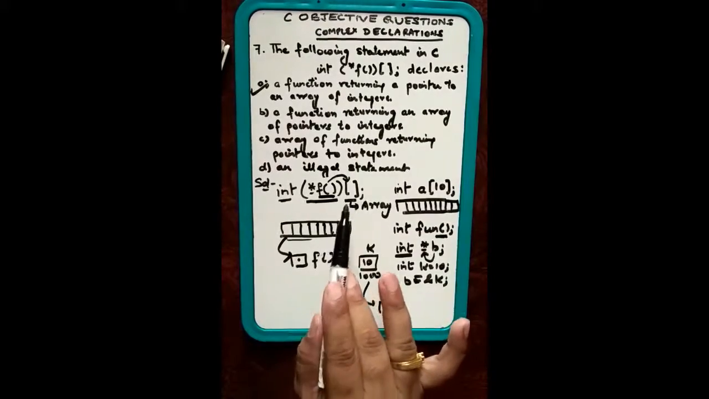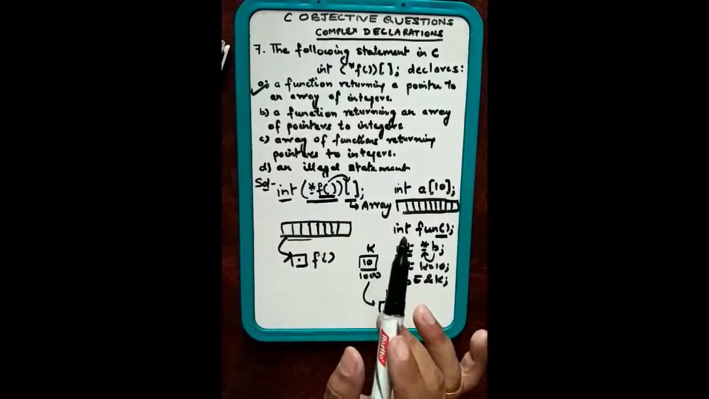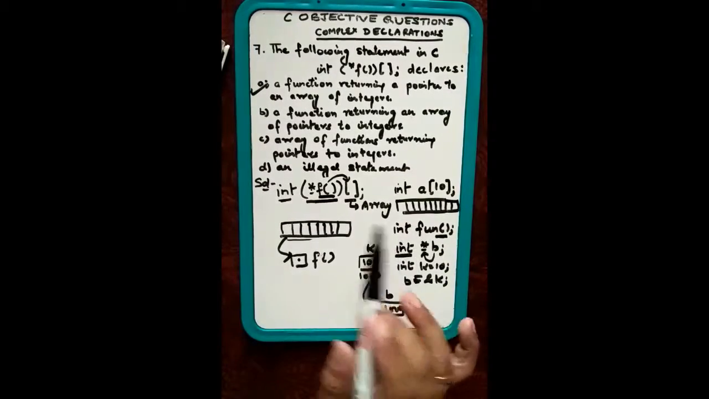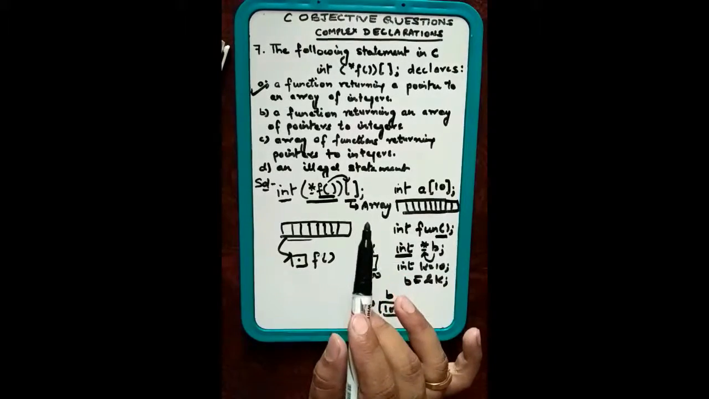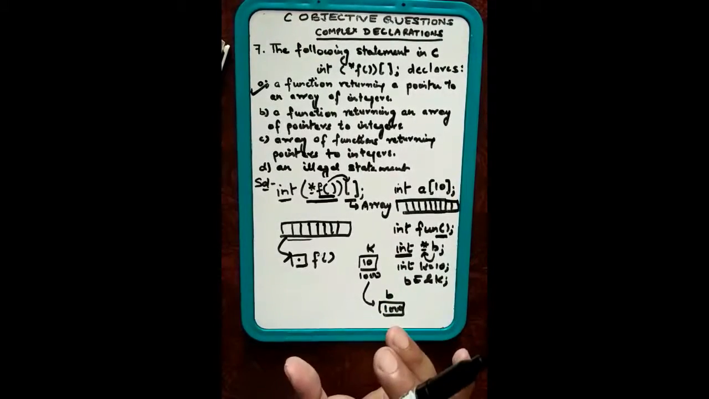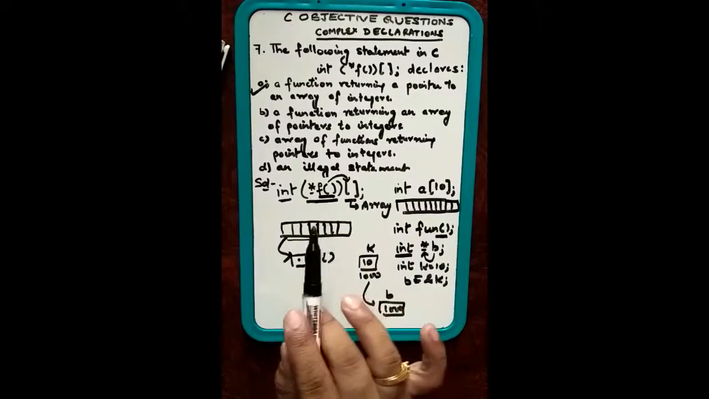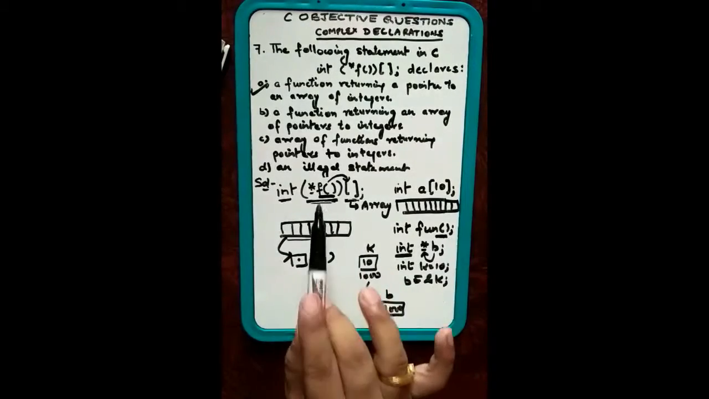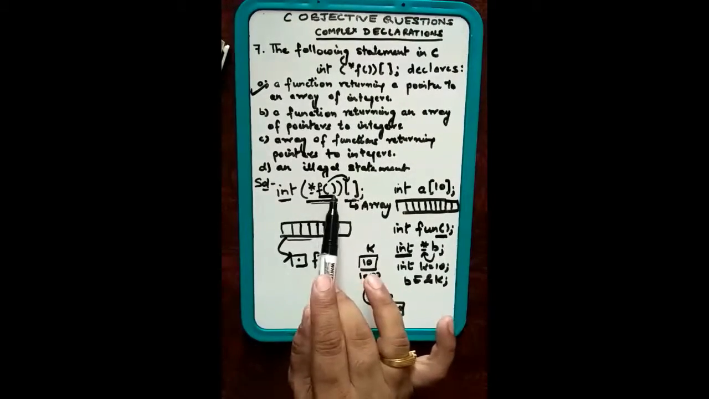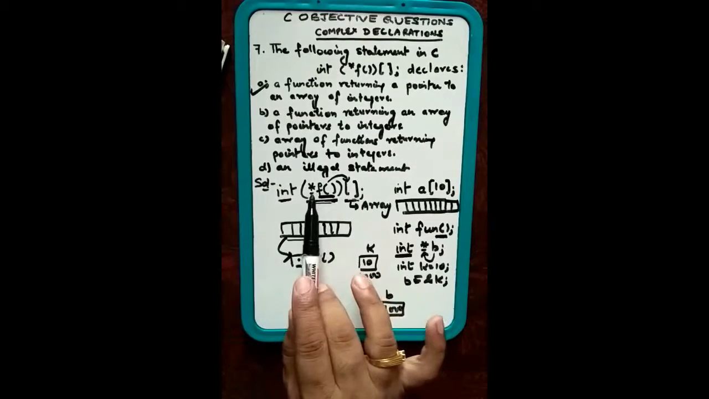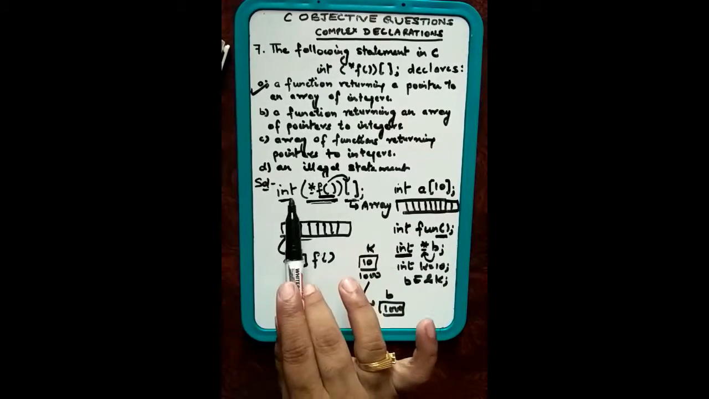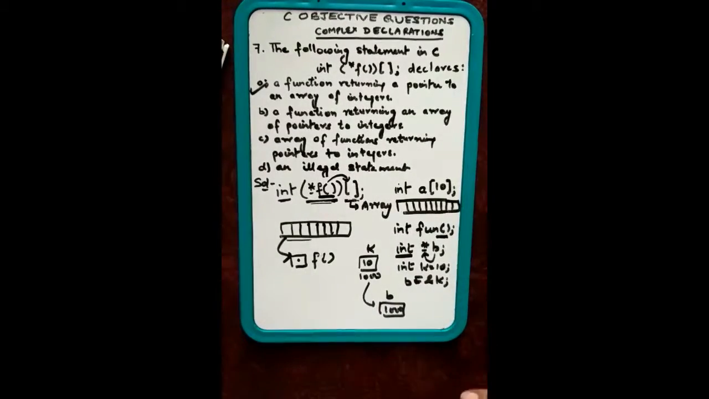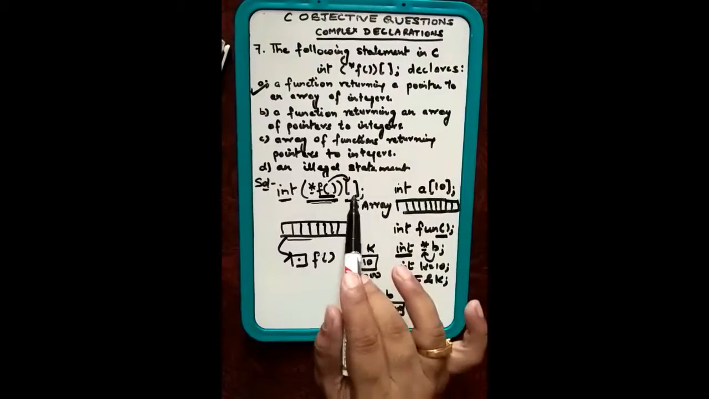The simple statement is that if we see the precedence table, you will find that the precedence of parenthesis and square bracket lie at the same level, and both are left to right. That's why first we will solve this, then we will solve this particular portion. It means f is a function returning a pointer, that is returning an address, to an array of integers.